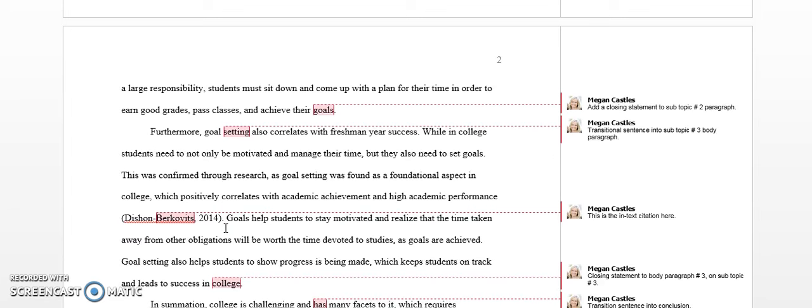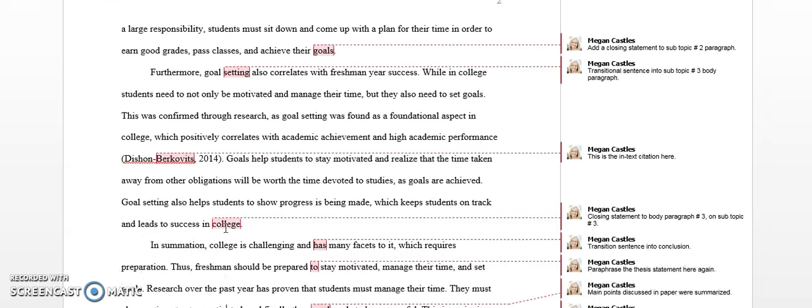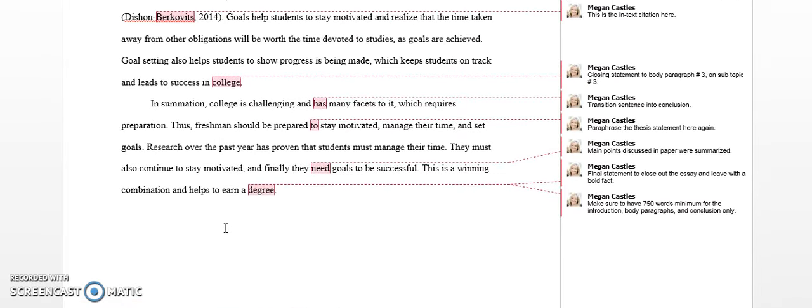Then again, I'm going to have a closing statement for this body paragraph. So goal setting also helps students to show progress is being made, which keeps students on track and leads to success in college. Then you're going to move to your fifth and final paragraph. So remember, this is 5 paragraphs. You're going to have your introduction, your 3 body paragraphs that align to your thesis subtopics and have research to support in each, and then a conclusion.